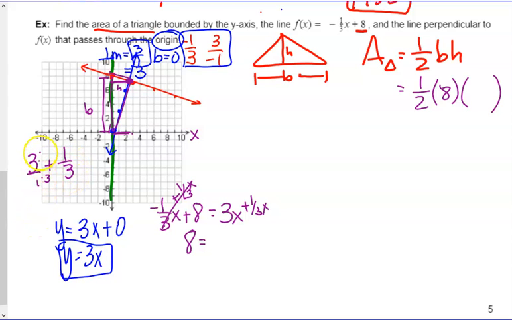Now, have your calculator help you out with this. You don't have to do it by hand. This becomes a 9/3 plus a 1/3. So when we talk about fractions, I say keep the bottom of the thirds and add the top. I end up getting a 10/3 x when I do that.